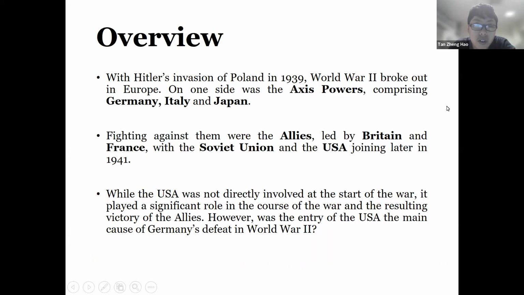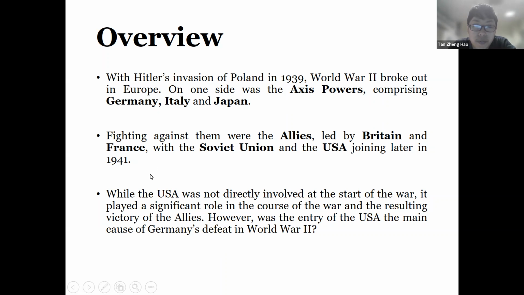We have learned in the last chapter how we ended up with the outbreak of World War II in Europe in 1939. We also know that on the Allied side we have Britain and France. Later in this chapter, you see that the Soviet Union and the USA will join the side of the Allies, and you will need to explain how they also played a role in defeating Germany.